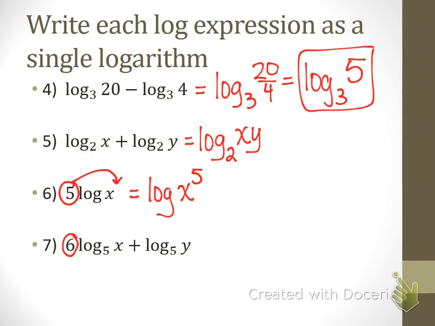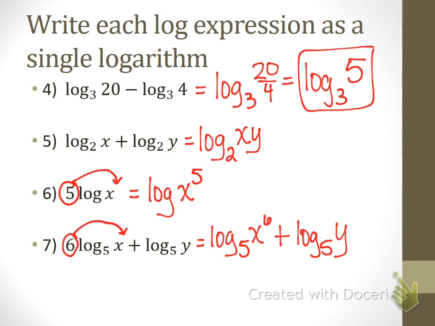So if we're using the power property, what happens? We have to put the 6 where? Up top on the x because it becomes an exponent or power. So this changes to log base 5 of x to the 6th plus, are we changing anything about the back log right now? No. Nope, stays the same, log base 5 of y, but now we can use which property? Product. The product property. So we can rewrite it as a single log, same base, and then what happens? Multiply what? The x to the 6th times y.